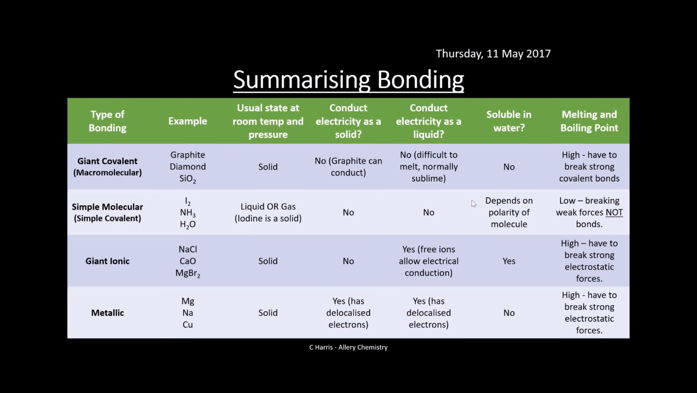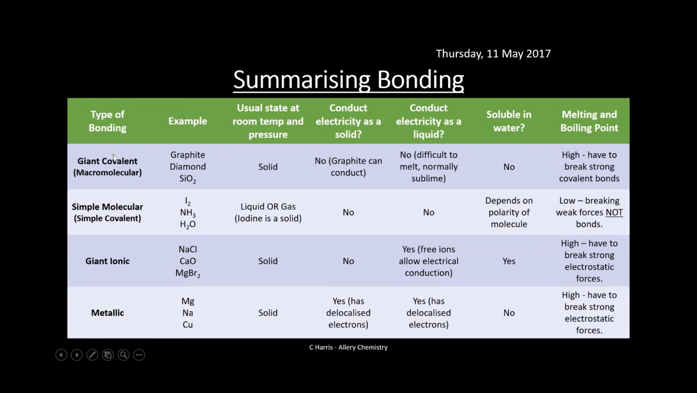Okay, so let's just summarize all of the different types of bonding that we need to know here. Some of these you might have seen summarized already. So your giant covalents, we've seen in this video, is silicon dioxide. They're generally solid. They don't conduct electricity when they're solid or liquid. Graphite's the only one that conducts, and graphene as well, formed from graphite. They don't really melt anyway. Really difficult. They normally sublime. Soluble in water? No, they don't dissolve because they've got loads of really strong bonds. High melting points because you've got lots of strong covalent bonds.